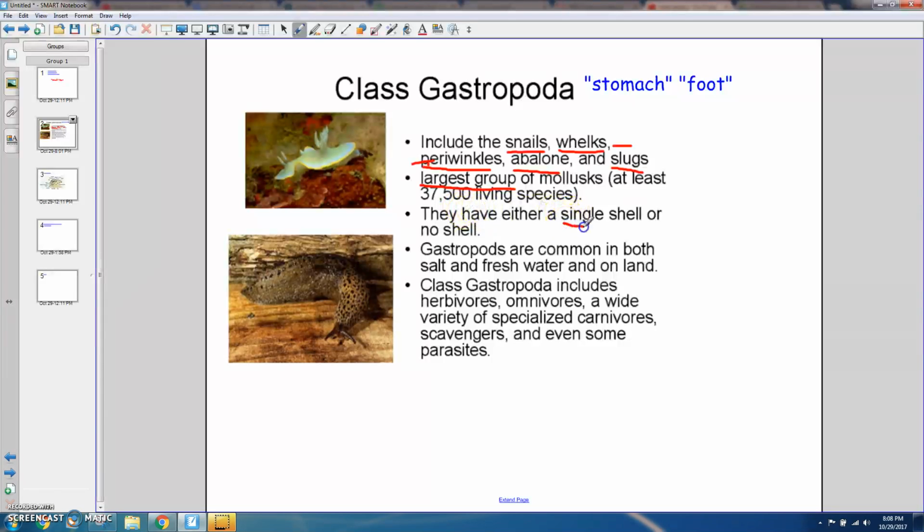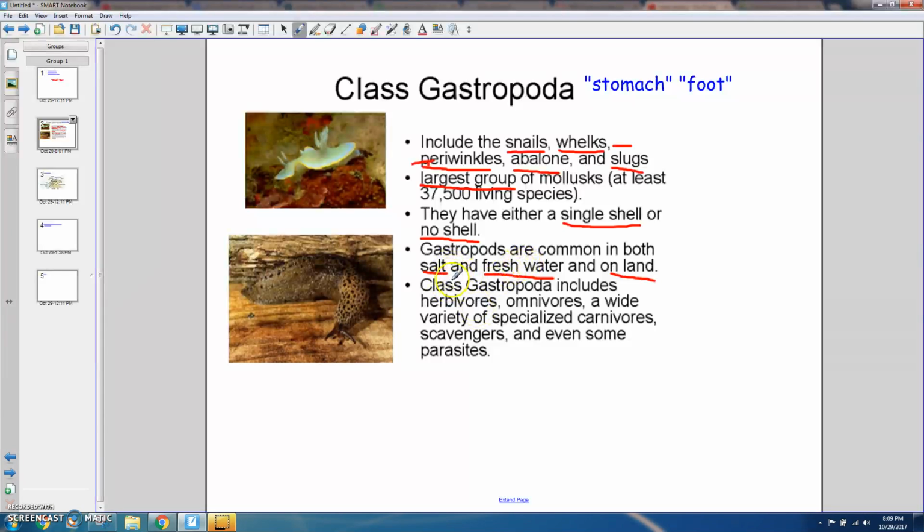There are some that have a shell, which is what we'll see in our lab tomorrow. But there are also some gastropods with no shells, like slugs, for example. We find gastropods in saltwater, freshwater, and terrestrially. We also find them on land.